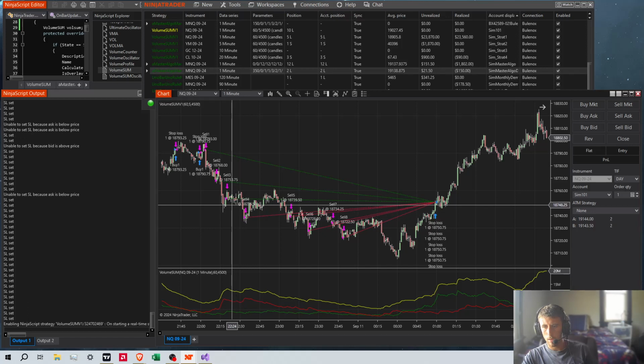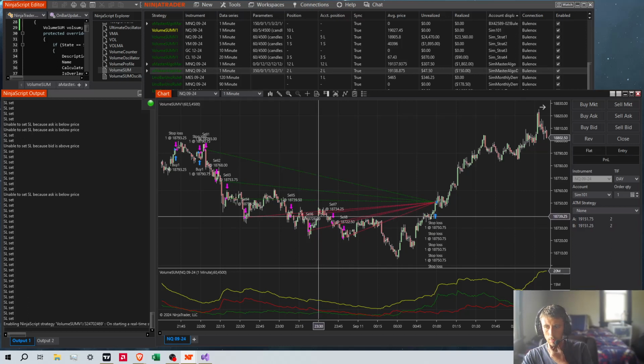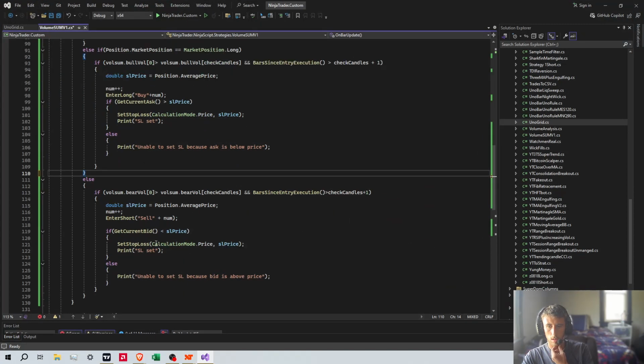Alright, so when this was entered, we moved stop loss to here. This entered. Okay, that would make sense. We can't move it. This one, we should be able to move it to here. And so we should have got stopped out here.